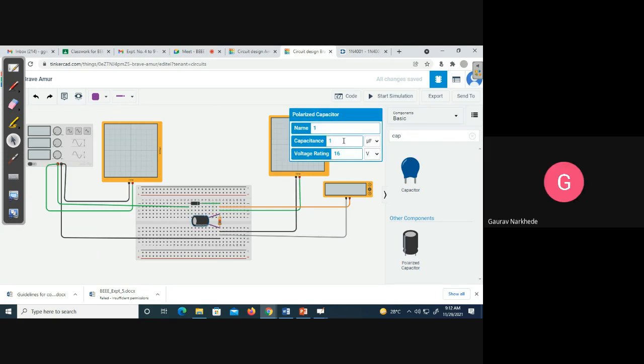What is the value of the capacitor? Let us say 100 microfarad. Voltage is 16 volts, right? So it can withstand that. That is the rating of the capacitor. This is your polarized capacitor because here positive and negative is there. Okay, अगर positive negative आपने उल्टा कर दिया तो फिर your circuit may not work. Okay, any problem in this?